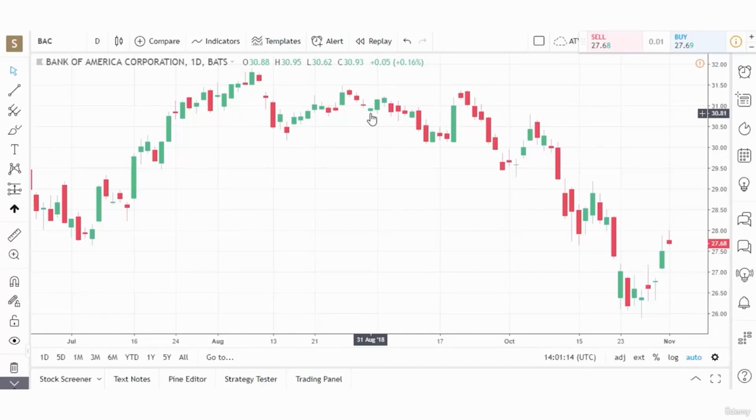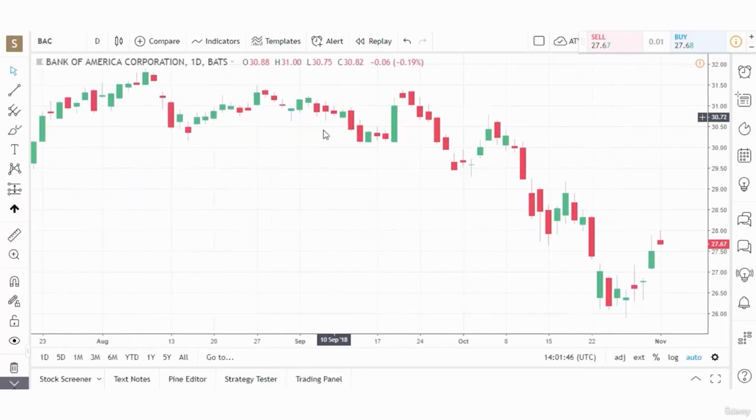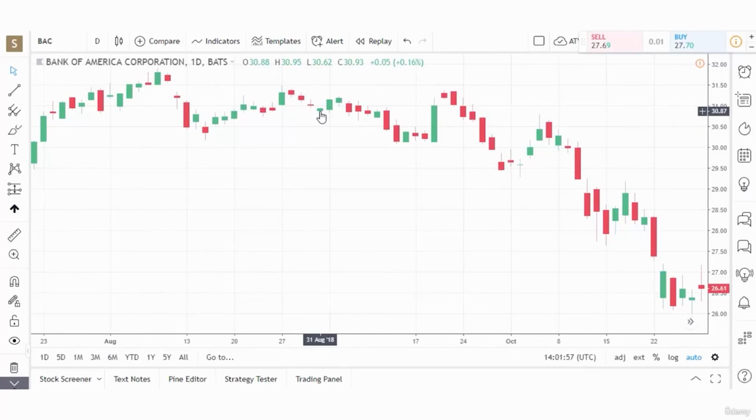Let's look at August 31st. We'll see that the stock opened at 30.88. It dropped down to a low of 30.62, it reached a high of 30.95 on the day and then closed at 30.93. And you can see that the close and the high are very close to each other, so there's almost no wick. You really have to zoom in to see a very tiny wick at the top. So that's how we read a candlestick on a chart.